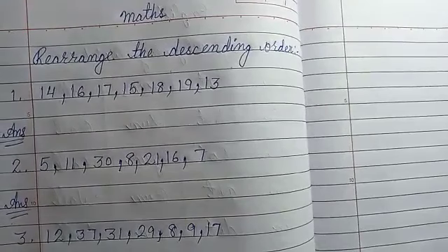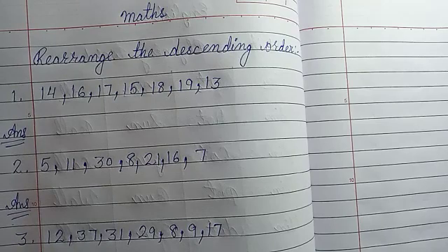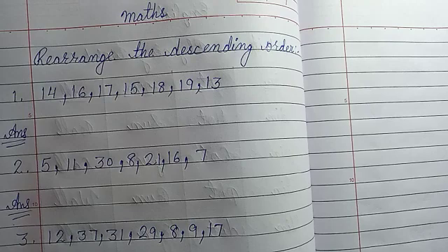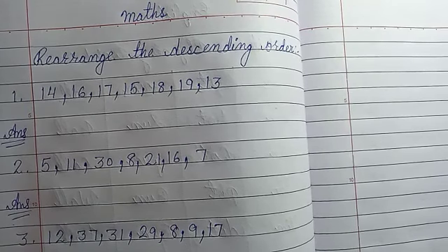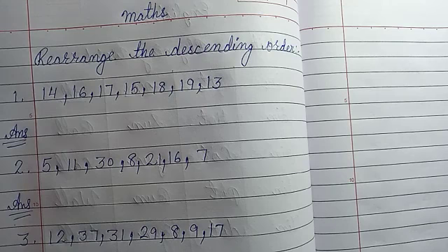Maths class UKG. All students, look at the copy. Rearrange the descending order. Students, first of all, I want to describe descending order. Descending order means ghatte kram, means badi sankhya se choti sankhya mein likhna.